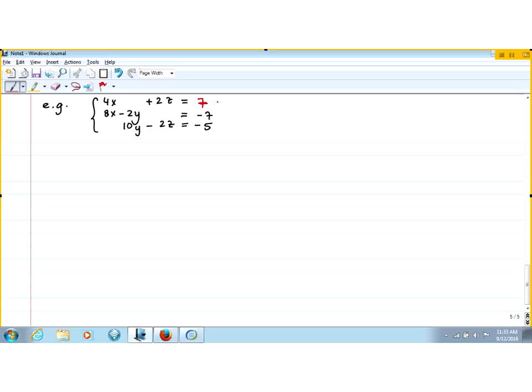Okay, let's see. This is chapter 8. It's number 56 in the book. Oh, I don't have it here. It's probably from a different book. Okay, 4x plus 2z is 7. 8x minus 2y is negative 7. 10y minus 2z is negative 5.